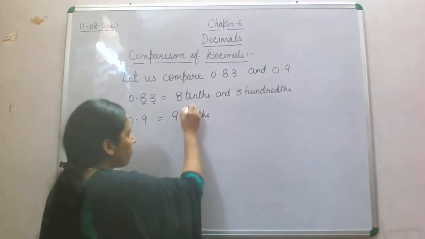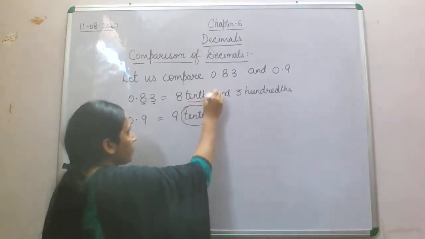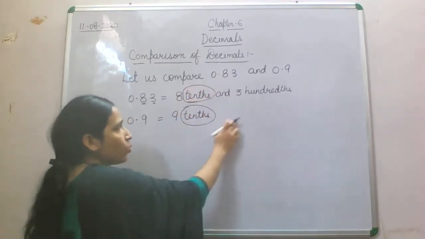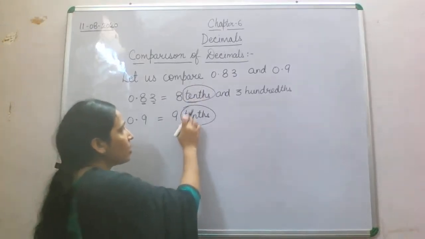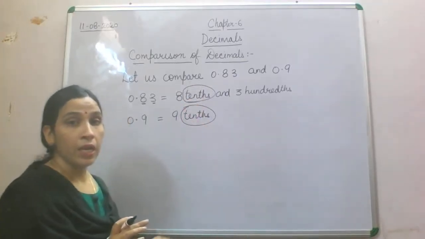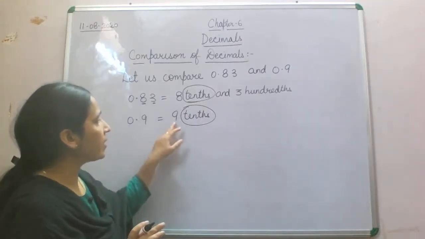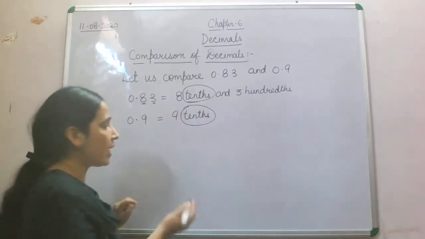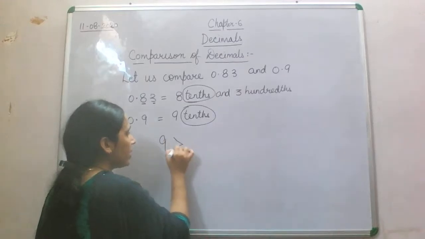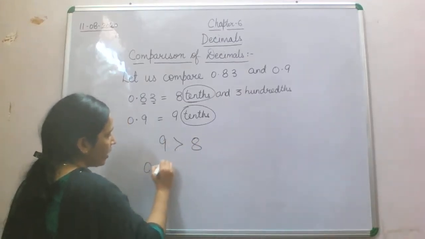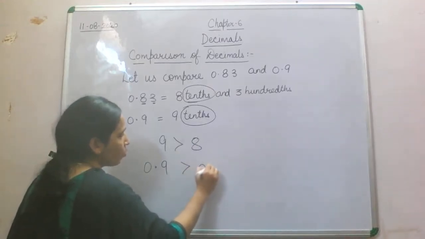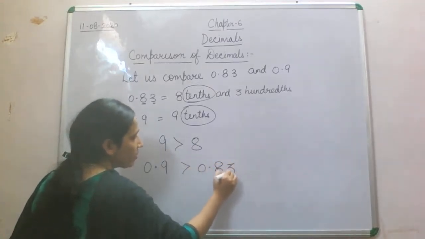Which is the common place value? Tenths. Tenths is common. Here we don't have any hundredths in 0.9, so we are not going to compare that. The common place value is tenths. Fine. Now which is greater, 9 tenths or 8 tenths? You all are aware that 9 is greater than 8. It means 0.9 is greater than 0.83.